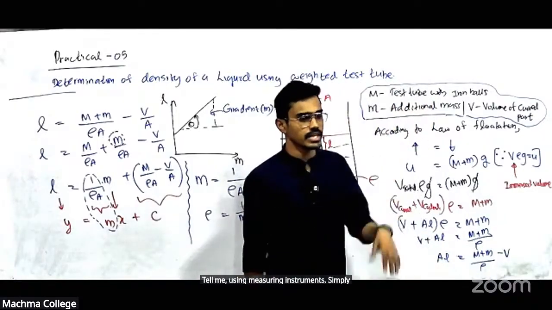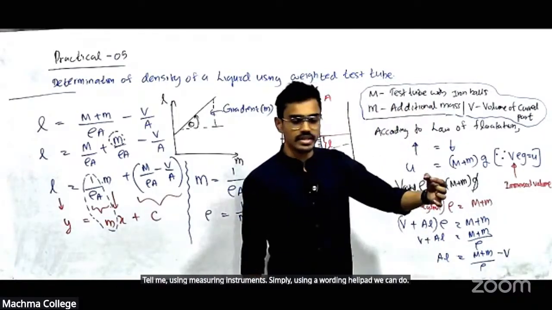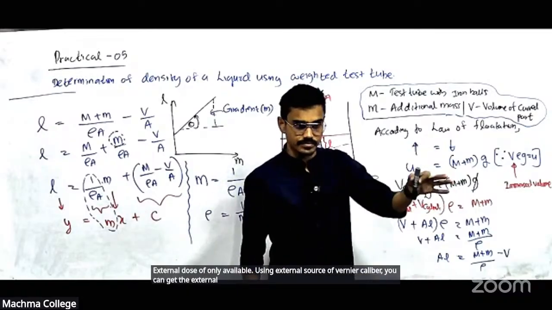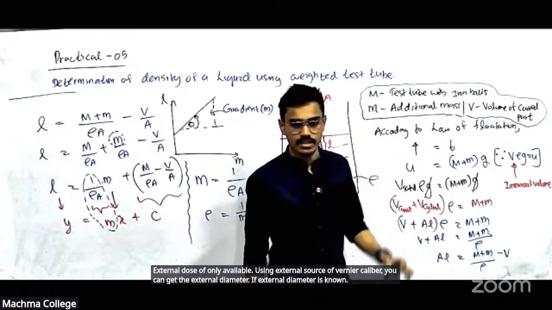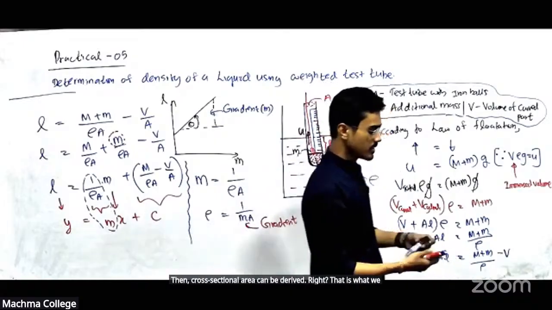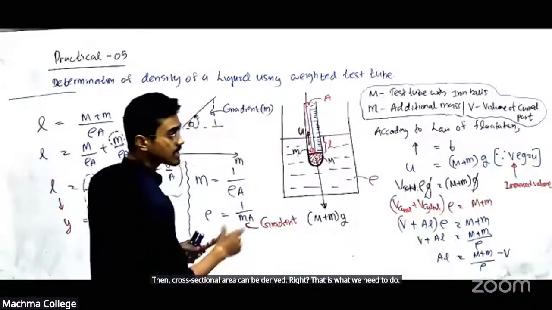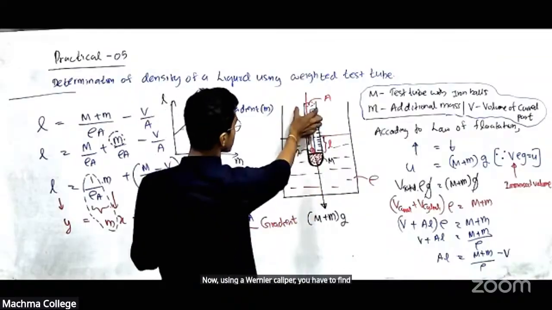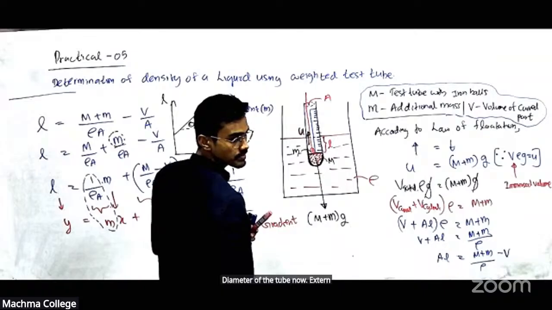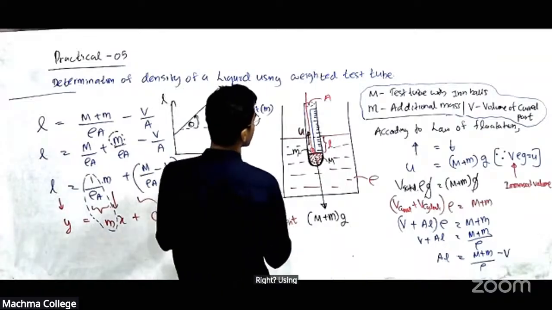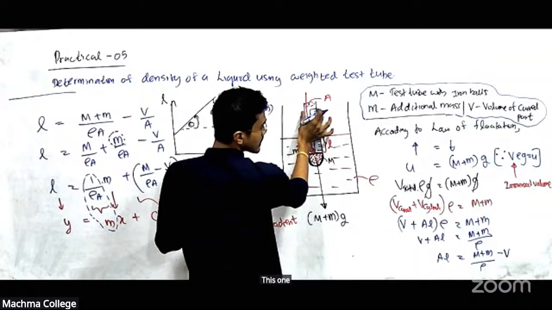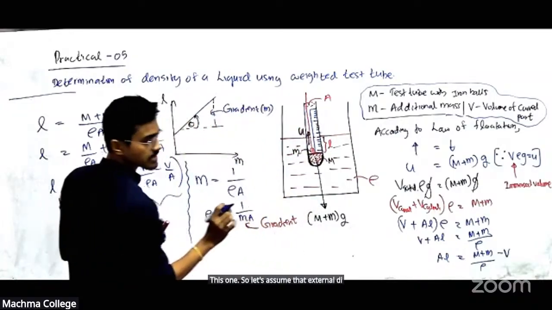Simply using a vernier caliper we can do it. Using the external jaws of the vernier caliper, you can get the external diameter. If the external diameter is known, then the cross-sectional area can be determined. Right? That is what we need to do. Using the vernier caliper, find the external diameter of the tube. This one. So let's assume that external diameter as D.